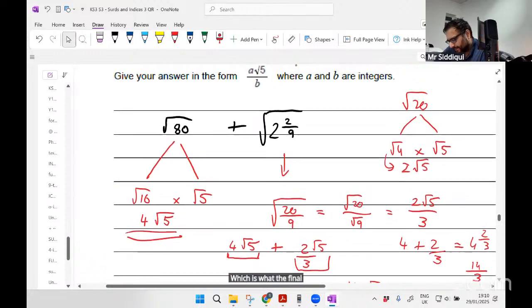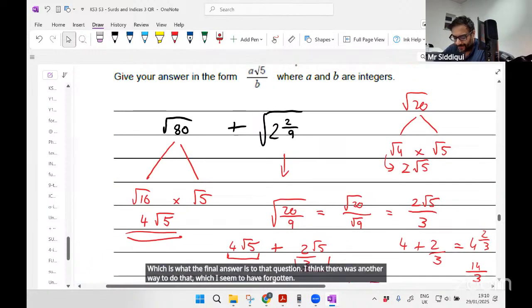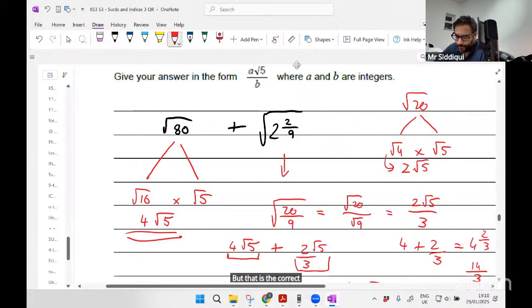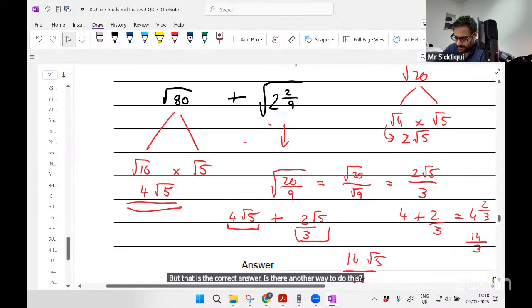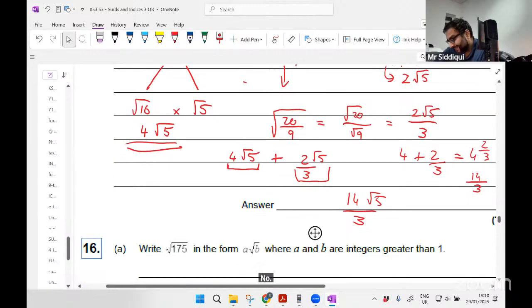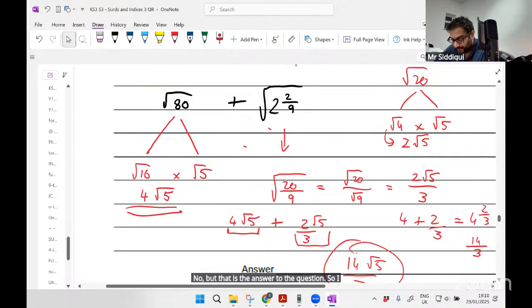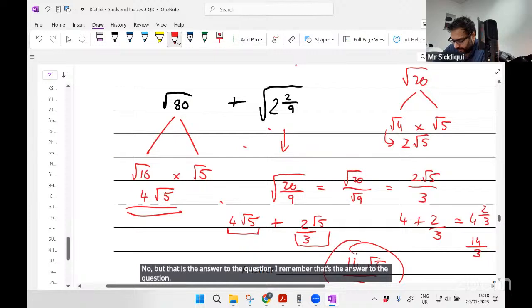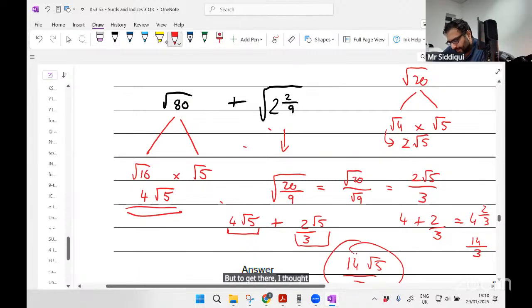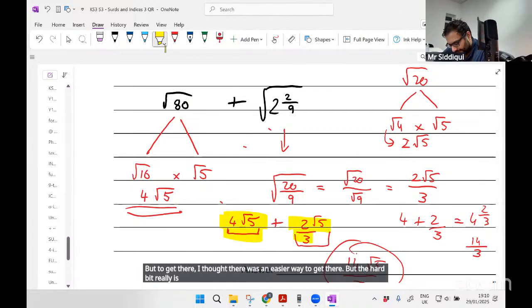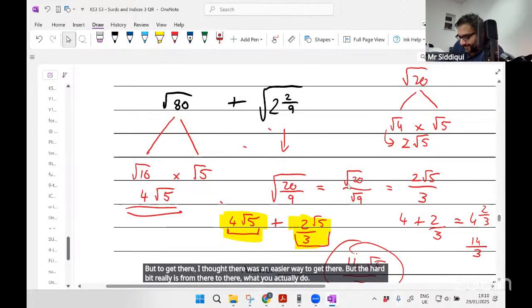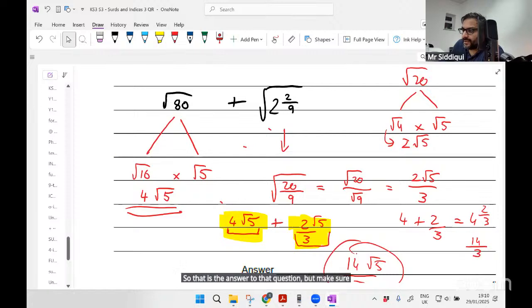I think there was another way to do that, which I seem to have forgotten, but that is the correct answer. Was there another way to do this? No, but that is the answer to the question. I thought there was an easier way to get there, but the hard bit really is from there to there, what you actually do. So that is the answer to that question, but make sure you show your working out as I have done.